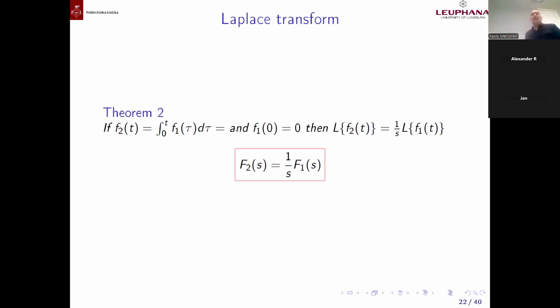Theorem 2, let me say, is a dual theorem. Because in this case you consider that F2 is not the derivative of F1, but is the integral of F1. We can see here. Again, here, excuse me, this is not equal. It's a LaTeX problem. Here it's not equal, excuse me. Again, as before, we are considering the initial condition 0. Then the Laplace transform of F2 equals 1 divided by s times the Laplace transform of F1.